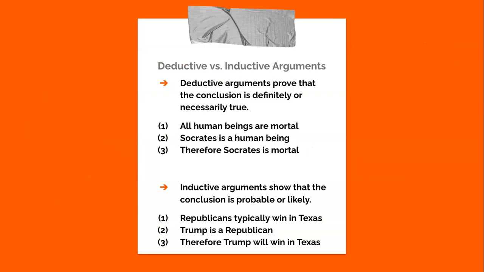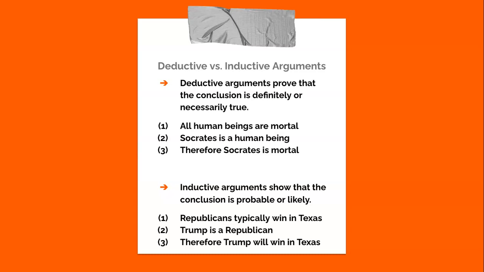Next, we should look at the distinction between deductive and inductive arguments. This is helpful for understanding the kind of argument we're evaluating. A deductive argument shows that the conclusion is definitely or necessarily true. So here I have another version of the previous argument. All human beings are mortal. Socrates is a human being. Therefore, Socrates is mortal. This is a deductive argument because if the premises are true, it necessarily follows that the conclusion is true.